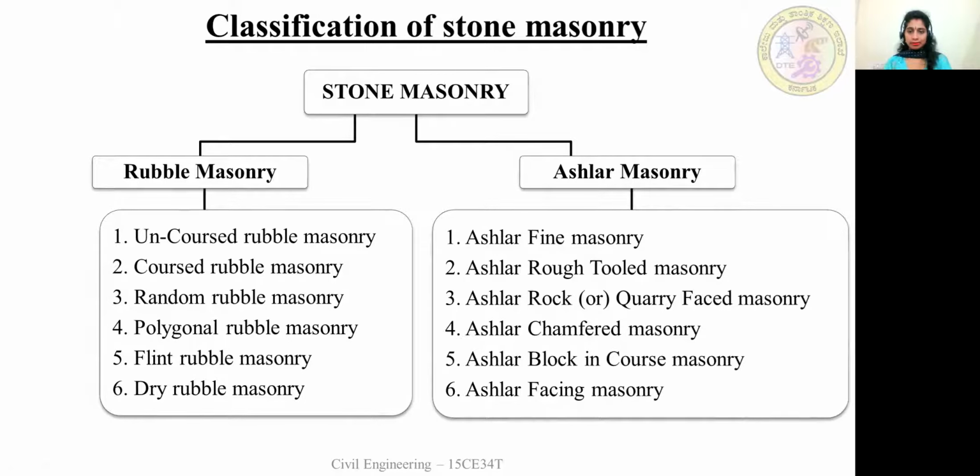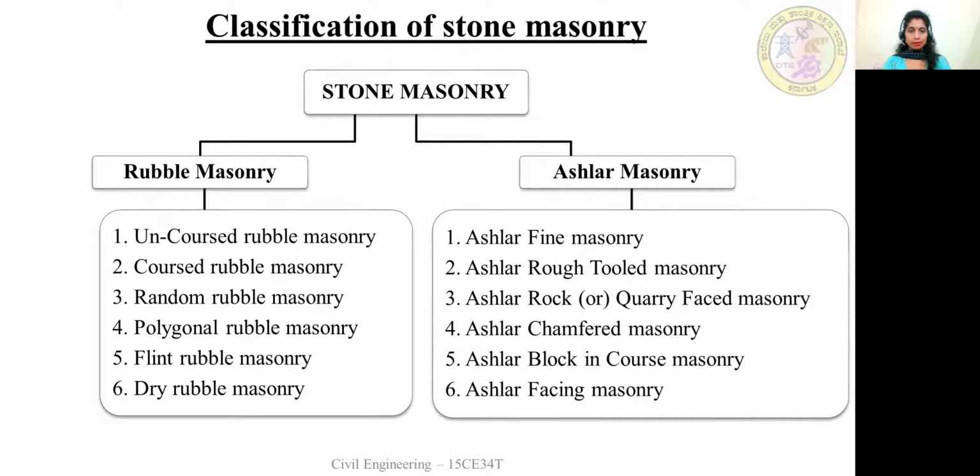And we'll see ashlar masonry. In ashlar masonry, again we have divisions. Let's see one by one. Ashlar fine masonry, ashlar rough tooled masonry, ashlar rock or quarry faced masonry, ashlar chamfered masonry, ashlar block in course masonry, finally ashlar facing masonry. These are the classification of stone masonry. You may expect this question in your examination: what are the different types of stone masonry, or what is the classification of stone masonry?